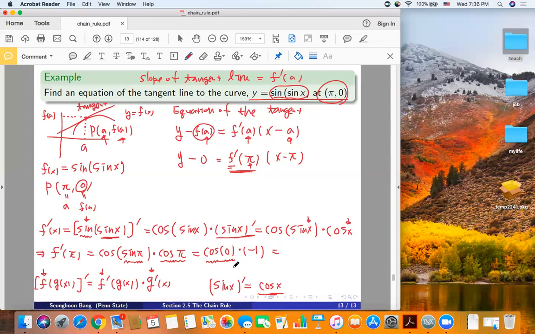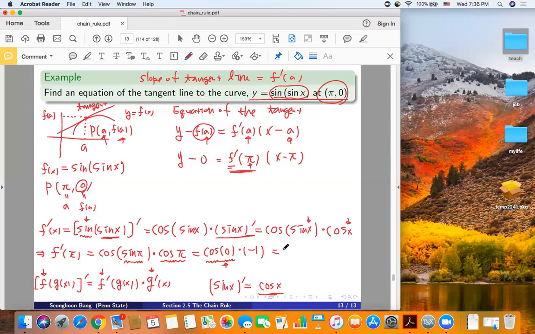You have to memorize the sine, cosine, and tangent of angles: sine of 0, sine of pi over 6, sine of pi over 4, sine of pi over 3, sine of pi over 2, sine of pi, and the next ones. Sometimes we call this the unit circle method. You can draw the unit circle to find the exact sine, cosine, tangent values. This is very helpful.